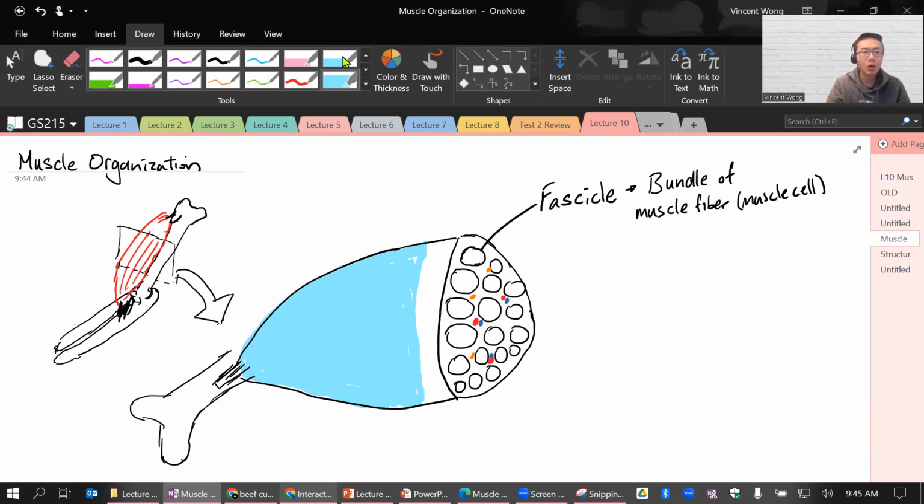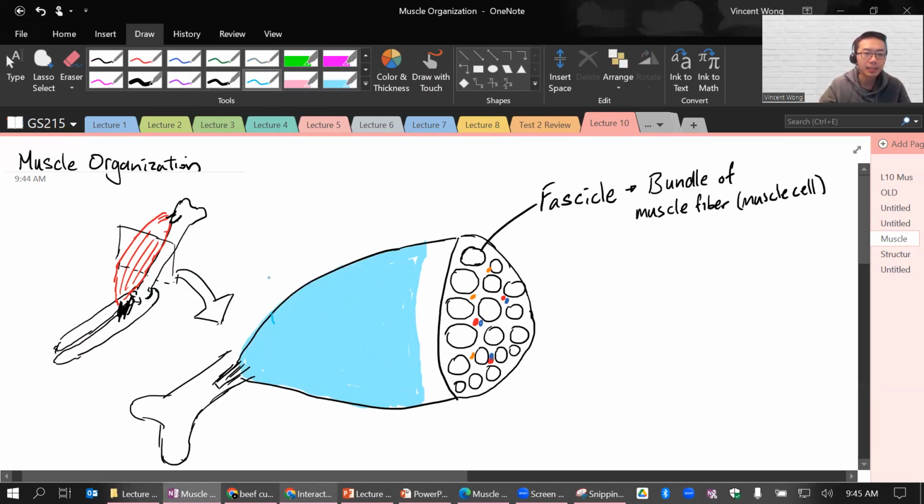And that is called the epimysium. Okay. Epimysium. It's kind of like the bones, right? The bones are covered by the periosteum, and here we have the epimysium, which is connective tissue that surrounds the entire muscle.